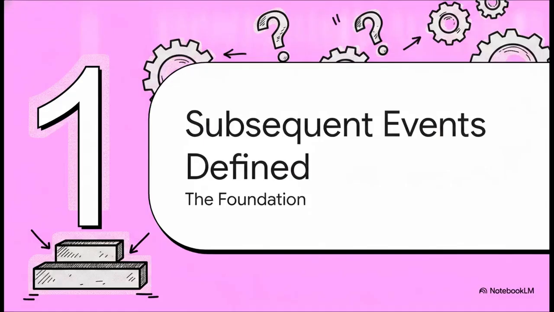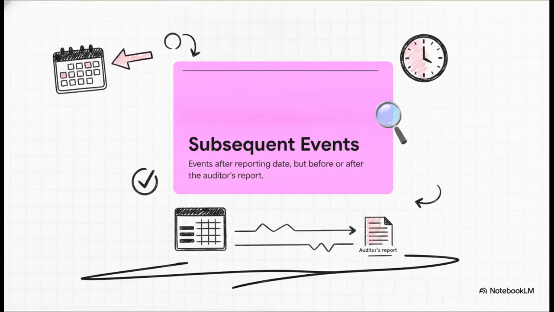So part one, what exactly are subsequent events? Before we get into the when and the how, we really need to firmly establish the what. By definition, subsequent events are those events occurring after the reporting date, your balance sheet date, but before or even after the auditor's report is signed. The whole objective for the auditor here under SA 560 is to get sufficient appropriate audit evidence that these events are appropriately reflected in the financial statements, or that the auditor's report is properly amended to deal with them. It's basically all about making sure the financial picture remains absolutely accurate, even after the year has technically wrapped up.